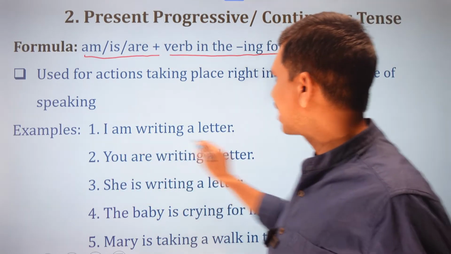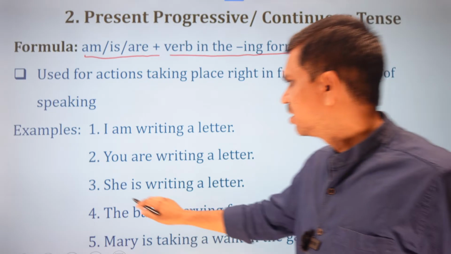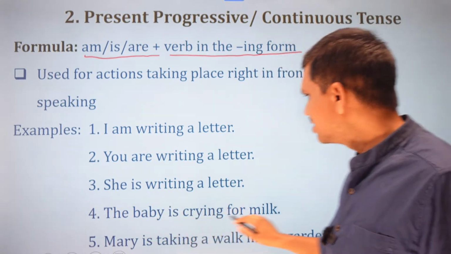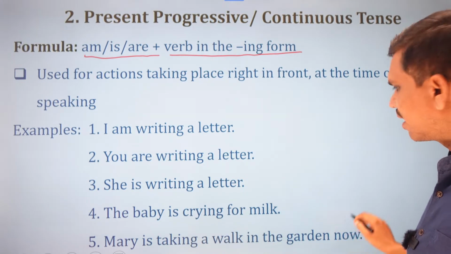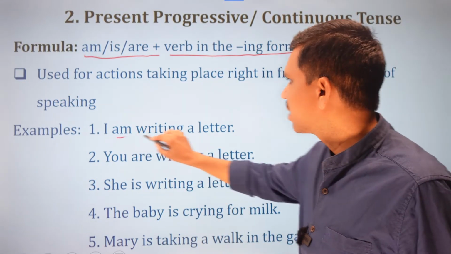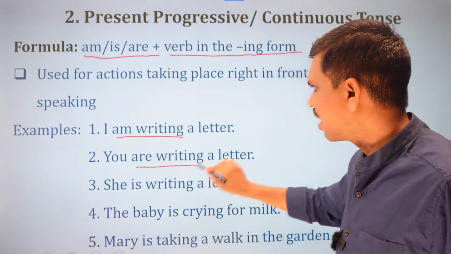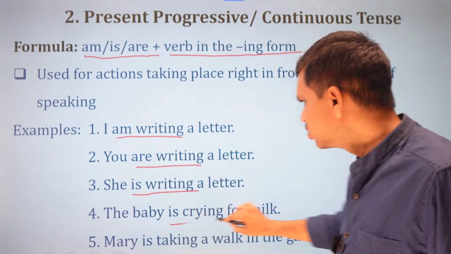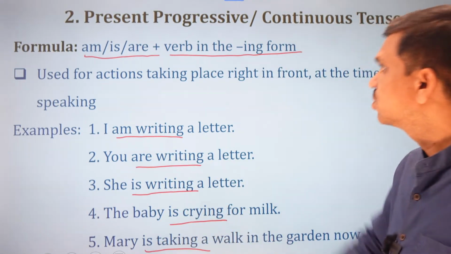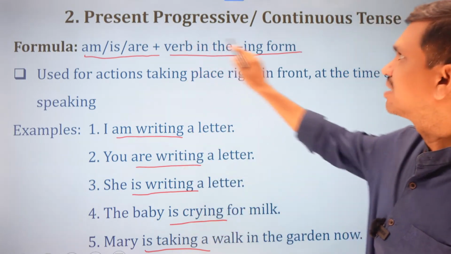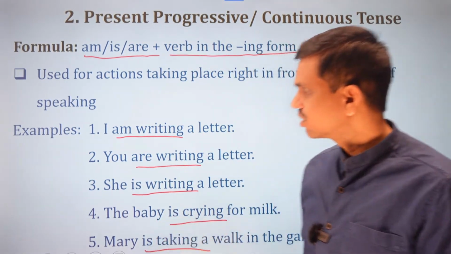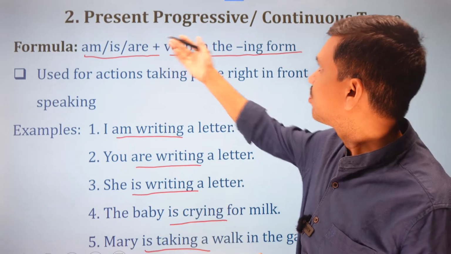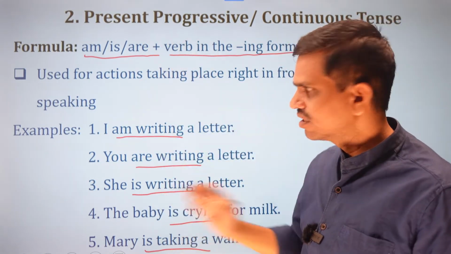For example, I am writing a letter, you are writing a letter, she is writing a letter, the baby is crying for milk, Mary is taking a walk in the garden now. Now all these things you can understand. I am writing, you are writing, is crying, and is taking. So this is the formula of present progressive or present continuous tense. It's so simple. I hope you understand. Now we have understood present progressive or continuous tense with these examples.